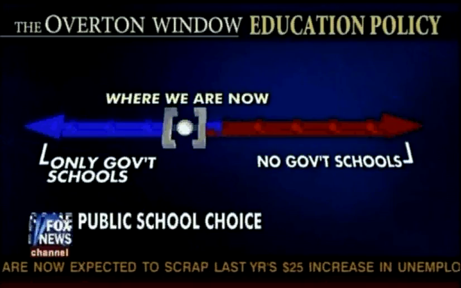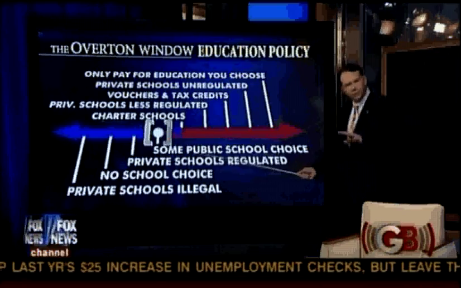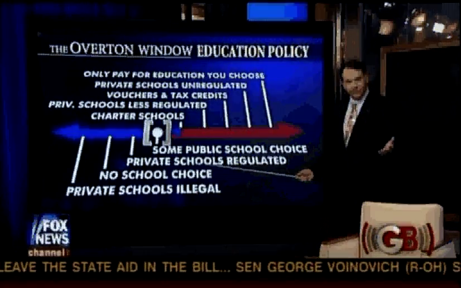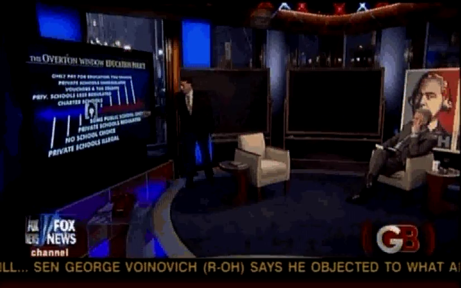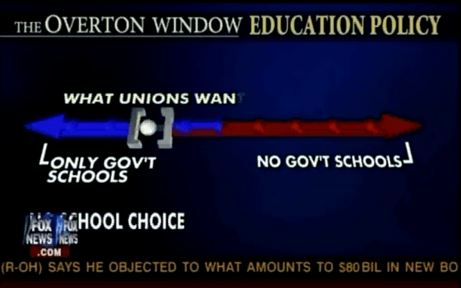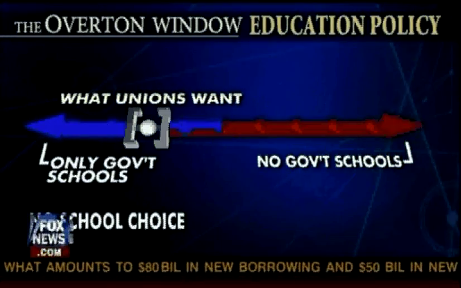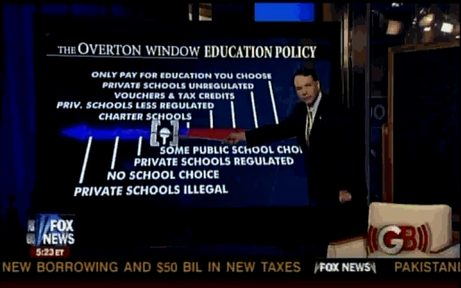Where we are today is somewhere in the middle. Around here, we've got a little bit of public school choice in most states. You can choose from a couple different public schools or maybe even a charter school. Now, that window has shifted. There were actually proposals in the 1920s by the Ku Klux Klan to outlaw private schools. But where the labor unions, particularly the teacher unions, would like us to be today is down here. You have very heavy regulations on private schools and no school choice at all. You go to the government school you're assigned to.